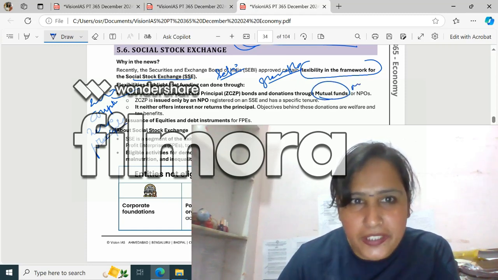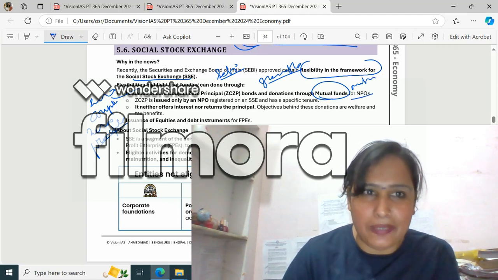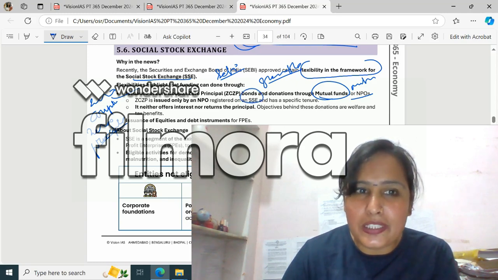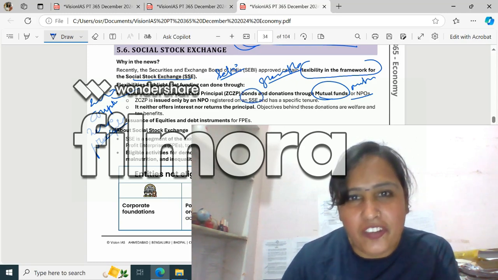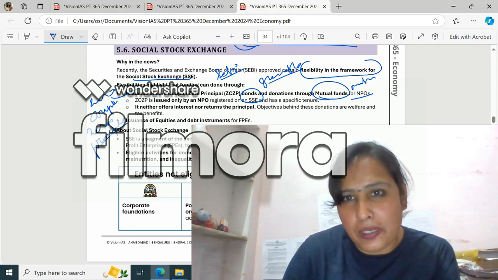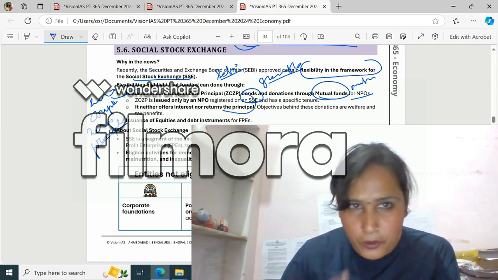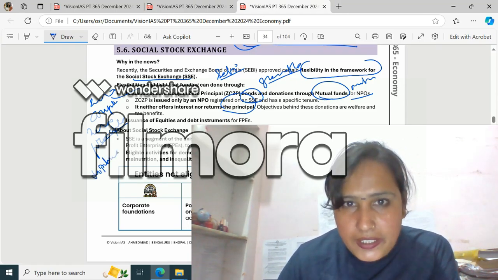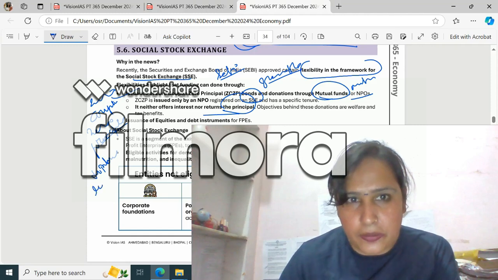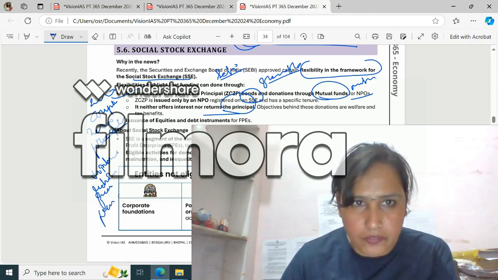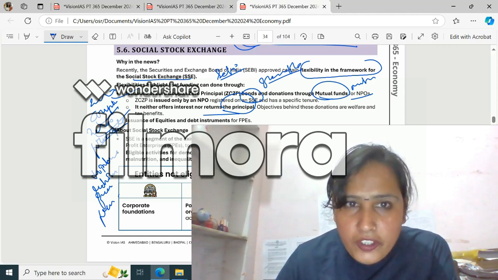You can donate from the mutual fund to the NPO. This is issued only by an NPO registered on the social stock exchange. So for a registered NPO, you can get this kind of fund, and it neither offers interest nor returns the principal. No interest will be there, nor any return of the principal, and you are not going to get any return from the principal. So this is a zero coupon and zero principal fund.